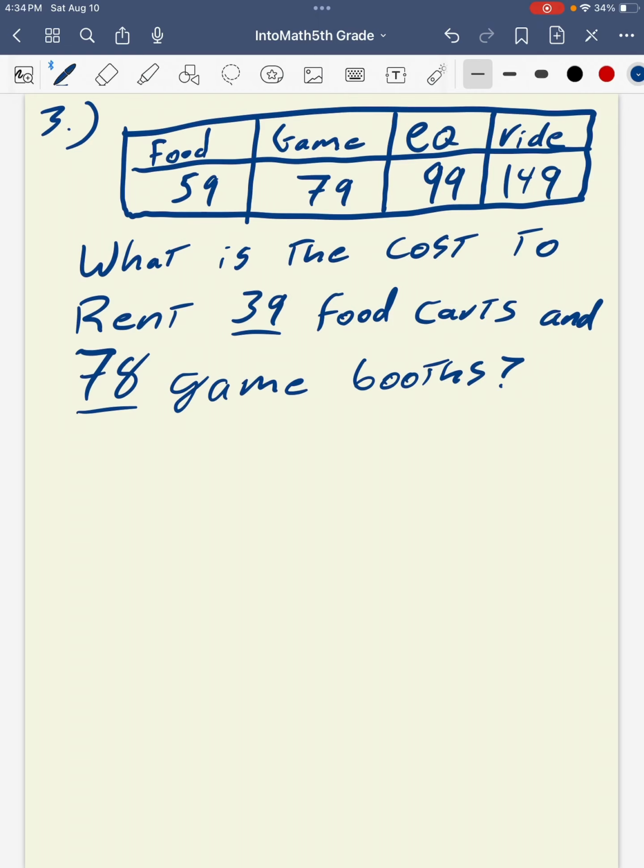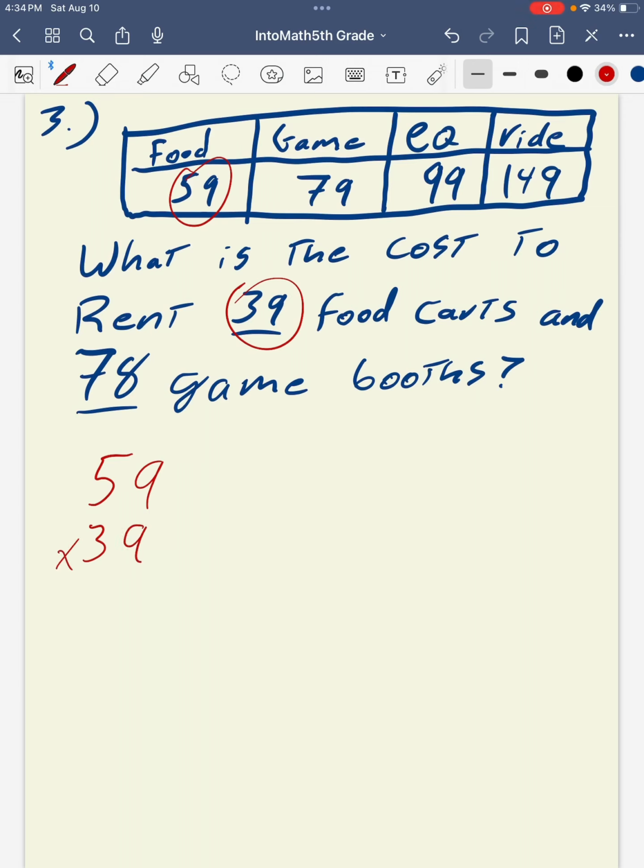Problem number 3, referring to the chart of what is rented by Fun Amusement. Food is $59, games are $79, equipment is $99, and a ride is $149. We need to figure out what is the cost to rent 39 food carts and 78 game booths. In order to do this, let's start with our 39 food carts.